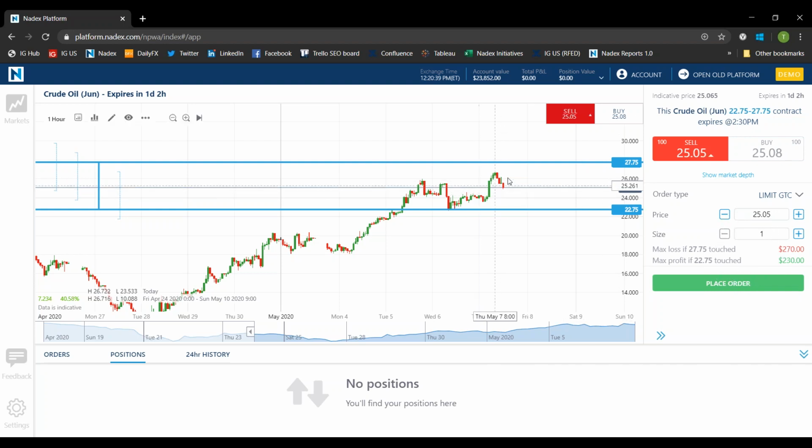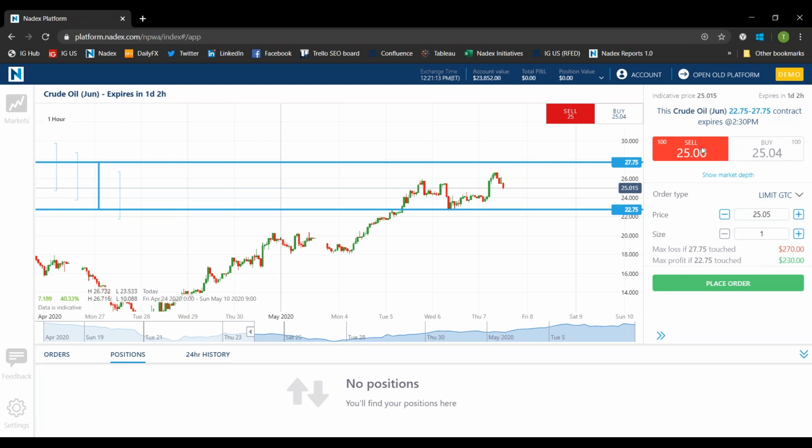Now, what is it that I'm looking to happen here? If I sold oil here at 25.05, which is what I currently have in my order ticket, I would want the price of a barrel of oil to go down. And if it went down and touched the floor, 22.75, so it went the way I wanted it to, I would get knocked out of my trade for a profit. And I know what my maximum potential profit is before I go in.